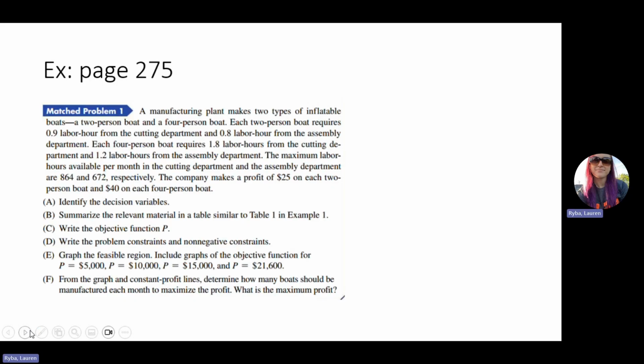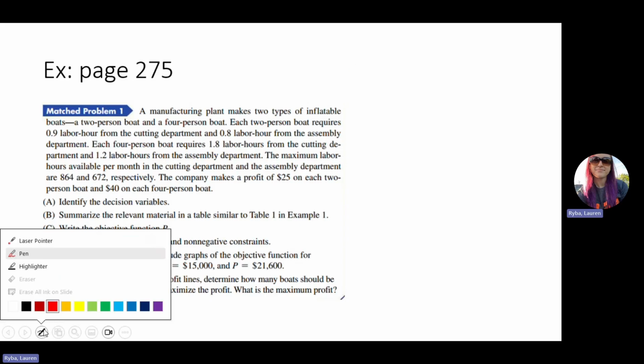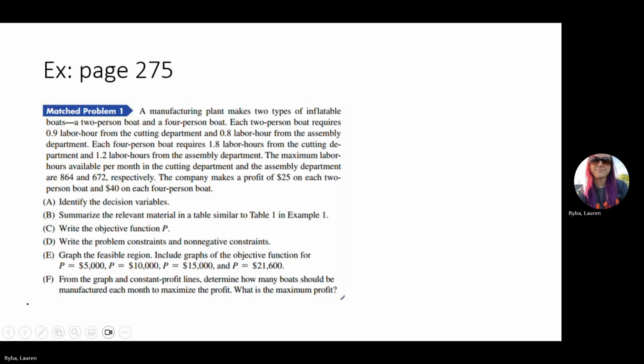First one says, a manufacturing plant makes two types of inflatable boats, a 2-person boat and a 4-person boat. And as I read this, I'm going to write my information here. So 2-person, 4-person. We have cutting and assembly.